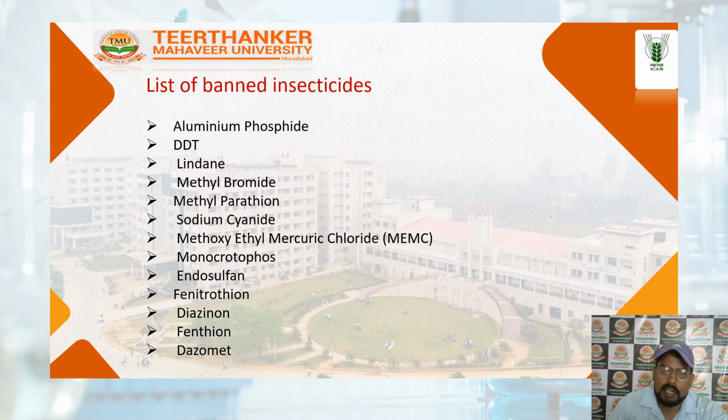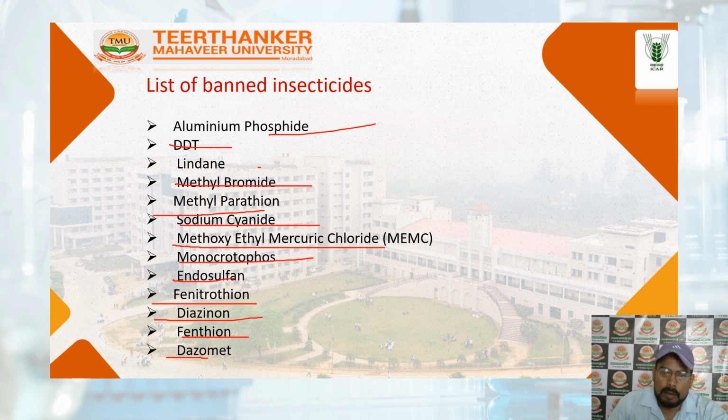Next is the list of banned pesticides. Some are very toxic to human health and crops, and their residues are widely found in the world, so they are banned by the government. These include aluminum phosphide, DDT, lindane, methyl bromide, methyl parathion, sodium cyanide, ethyl mercury chloride, monocrotophos, endosulfan, nitrofen, diazinon, and others.